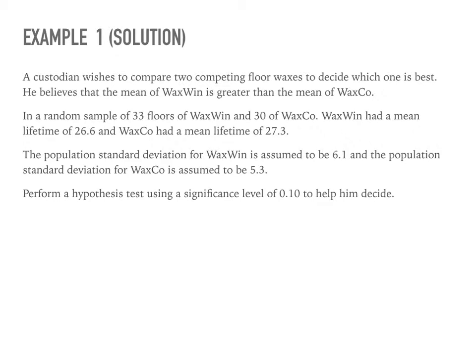A custodian wishes to compare two competing floor waxes to decide which one is best. He believes the mean of Waxwin is greater than the mean of Waxco. In a random sample of 33 floors of Waxwin and 30 of Waxco, Waxwin had a mean lifetime of 26.6 and Waxco had a mean lifetime of 27.3. The population standard deviation for Waxwin is assumed to be 6.1 and the population standard deviation for Waxco is assumed to be 5.3. Perform a hypothesis test using a significance level of 0.1 to help him decide.